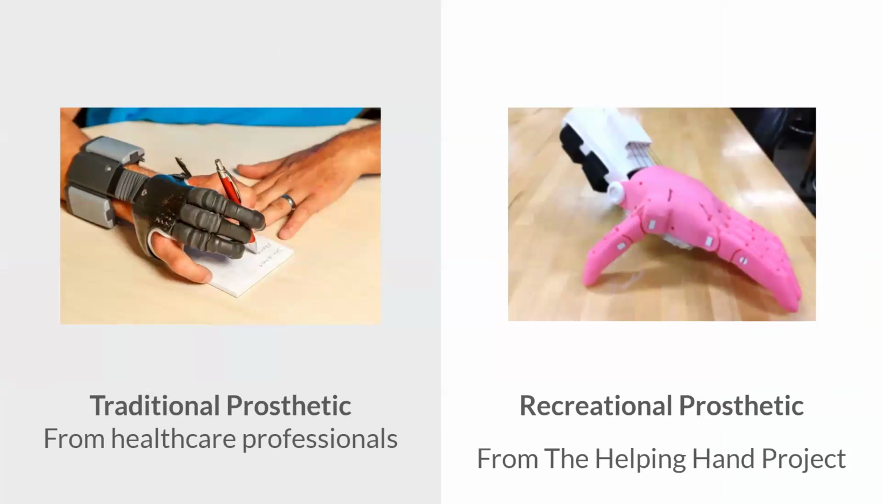At the Helping Hand Project, we make recreational prosthetics, which are different from traditional prosthetics because traditional prosthetics come from real doctors and they're medically certified and they're more functional and durable than the ones that we 3D print for free here.